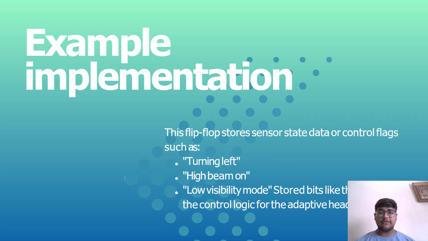Here's an example of how a flip-flop is used in adaptive headlight systems. The flip-flop will store the sensor data or control flags, like whether the vehicle is turning left, if the high beams are on, or if the car is in low visibility mode. These small pieces of information stored as bits are essential. They feed directly to the control logic that decides how the headlights respond in real time, like adjusting the beam angle or brightness, improving visibility and safety.